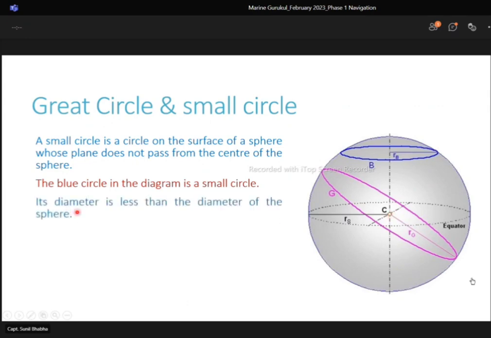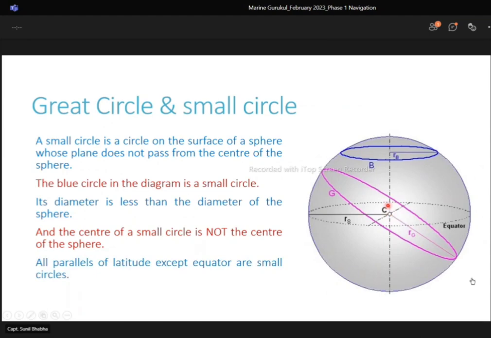The diameter or the radius of the small circle will be less than the diameter of the sphere. And the center of a small circle is not the center of the sphere. We know their centers are not matching. The center of the blue small circle is here at this particular point, whereas the center of the sphere, or the earth, is at point C here.